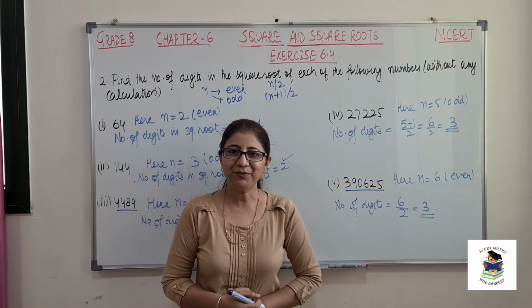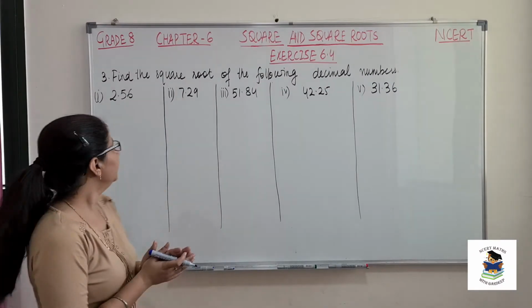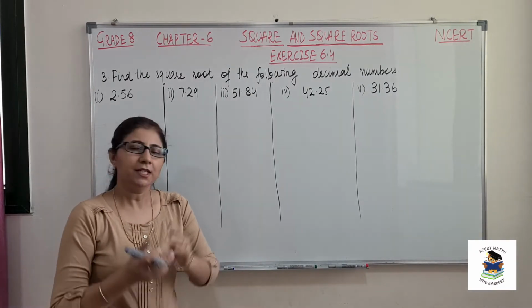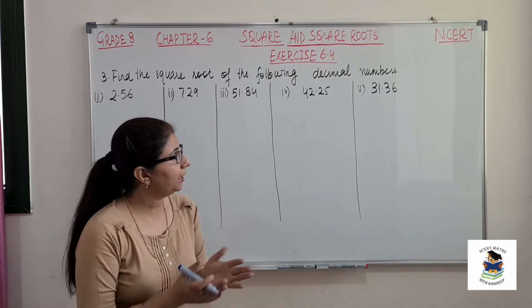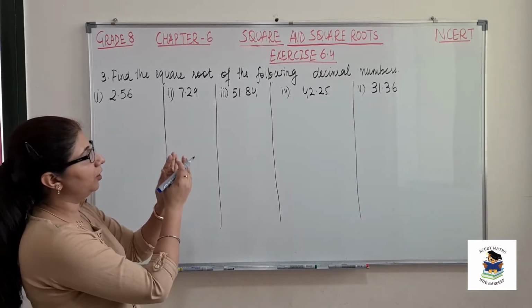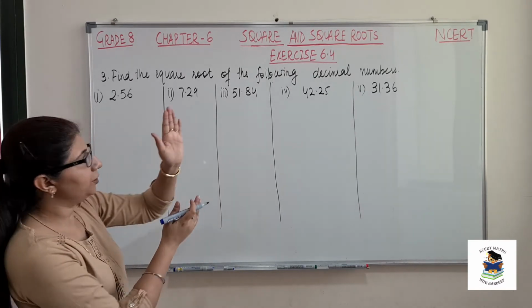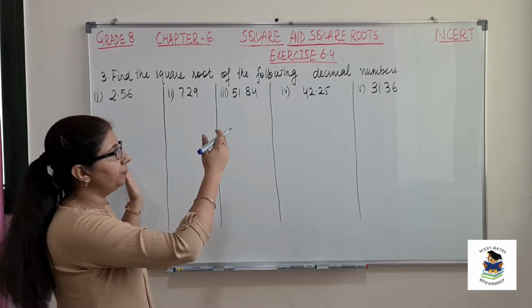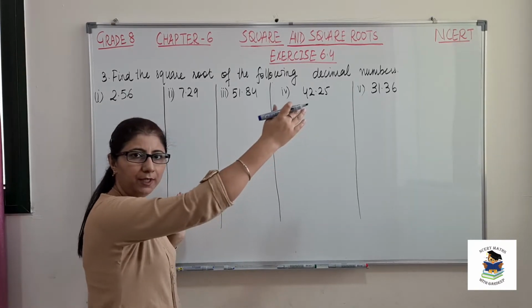Now let's see our third question. Find the square roots of the following decimal numbers. This is the same as we have done in the division method, but the only difference is that pairing for the number before the decimal should be done from right to left, and pairing of the numbers after the decimal should be done from left to right.